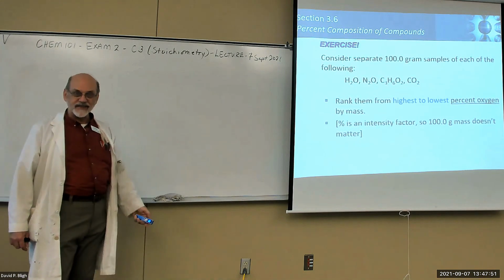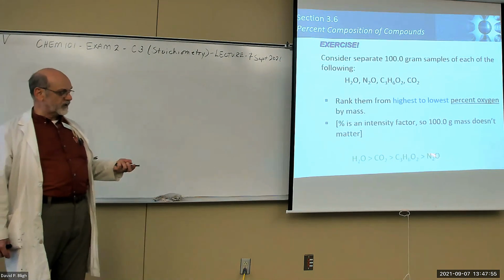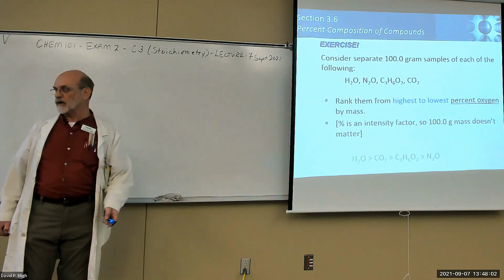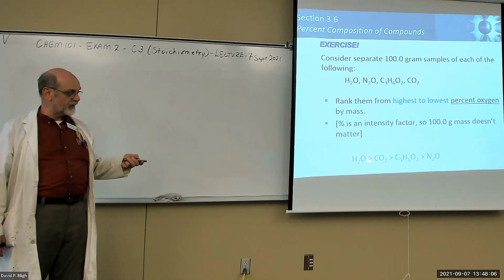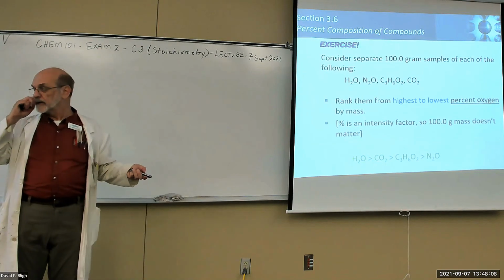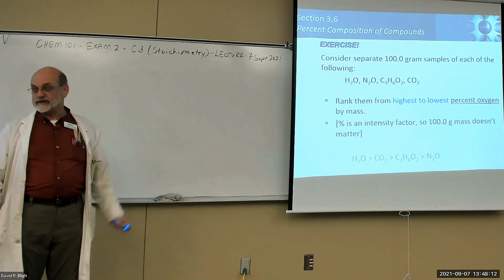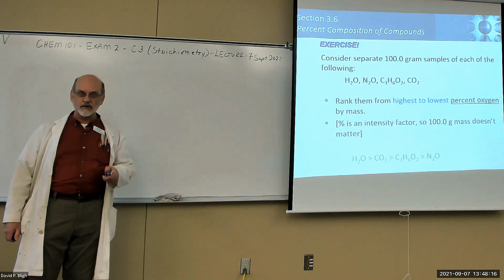Right? And if we had time to do it, we would end up with this ratio. Percent oxygen by mass is greatest for water, and that makes sense. Even though water is a relatively light compound, 18 grams per mole, by percentage, it's mostly oxygen. So it should be the largest.